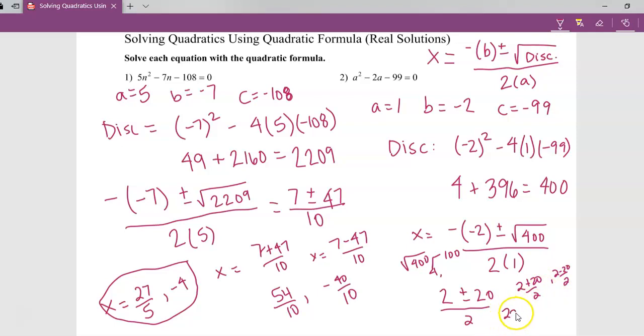So 22 over 2 is 11. There's one of our solutions. And negative 18 over 2 is -9. So there's our other solution. So x equals 11 and -9.